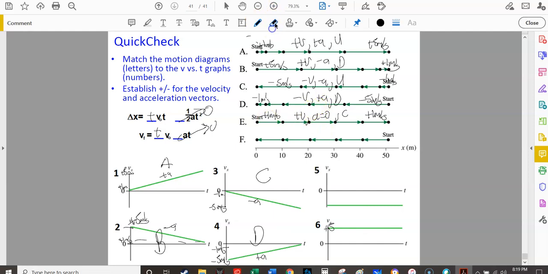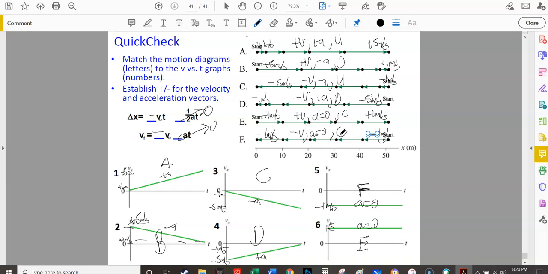And F looks like it starts off with a negative velocity vector and ends with a negative velocity vector. Oops, I forgot to mark this as E. This is E, and this is going to be F because it's our last one. These are negative velocities the entire time with no slope. So we have a negative velocity vector, our acceleration vectors are 0, and this is a constant velocity.